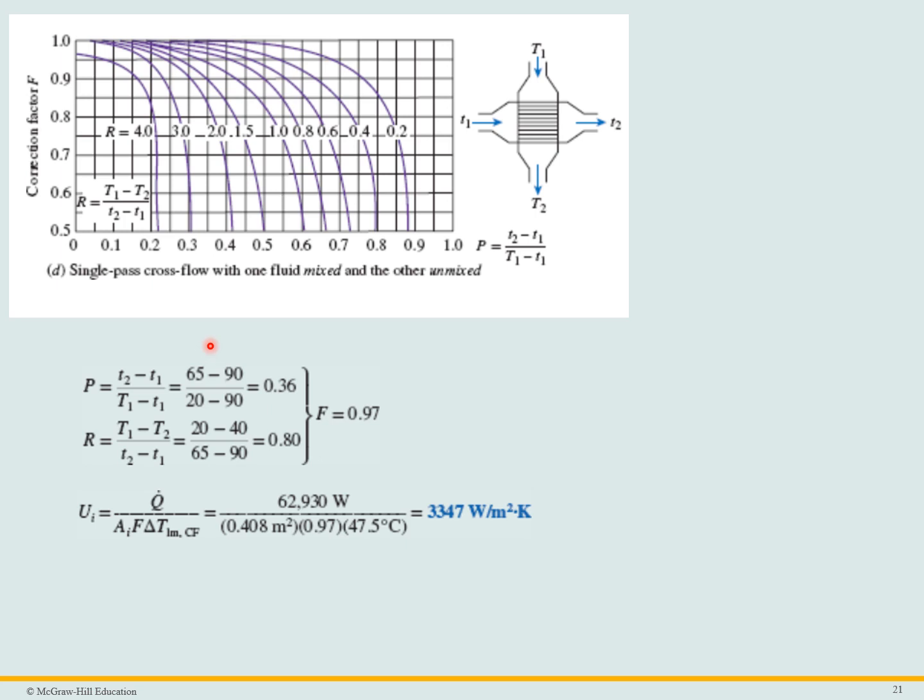Now we have to calculate the F factor. So notice here, we're in graph D here because of the way the problem reads. So the P value and R value you can calculate, and you can find the F value. So we can plug into the equation to find U. Q dot from the previous slide, A is given, F we know, the delta T LM we know. So we can calculate U is 3347 watts per meter squared Kelvin.